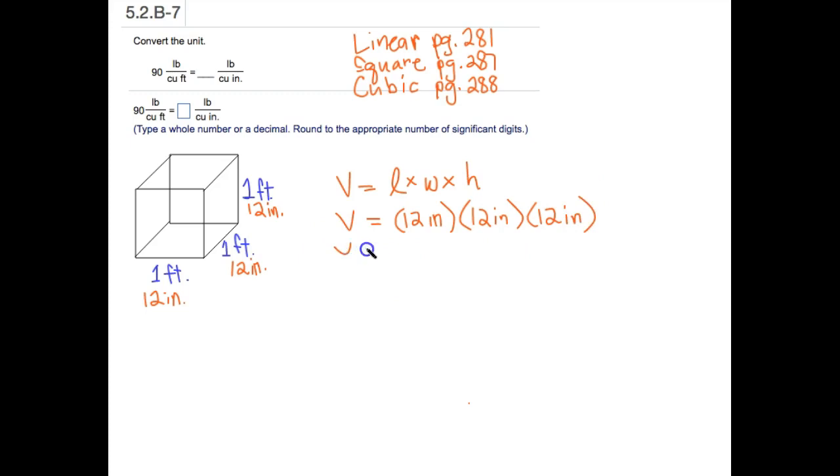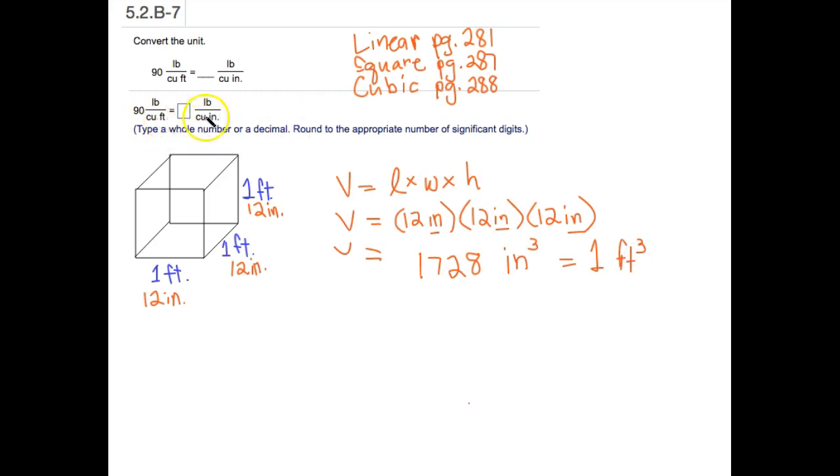And notice when we do that, even our units get multiplied together. We have inches times inches times inches, which is inches cubed, or cubic inches. That's where that wording comes from. And the 12 times 12 times 12 gives us our number of how many cubic inches is equivalent to 1 cubic foot.